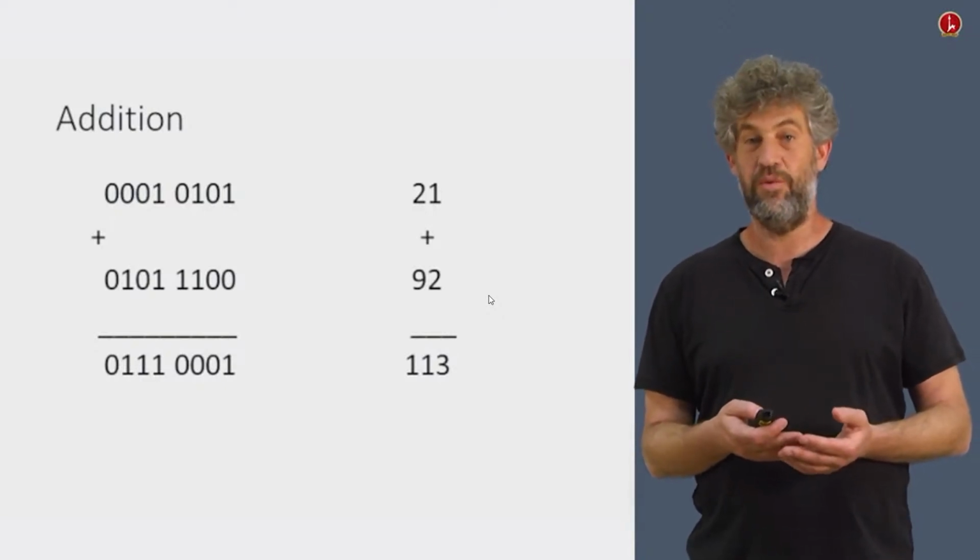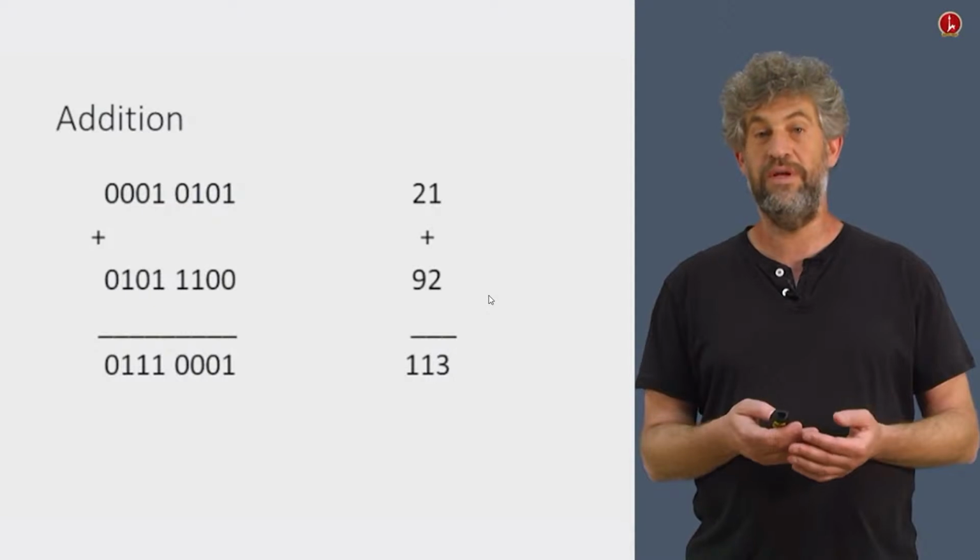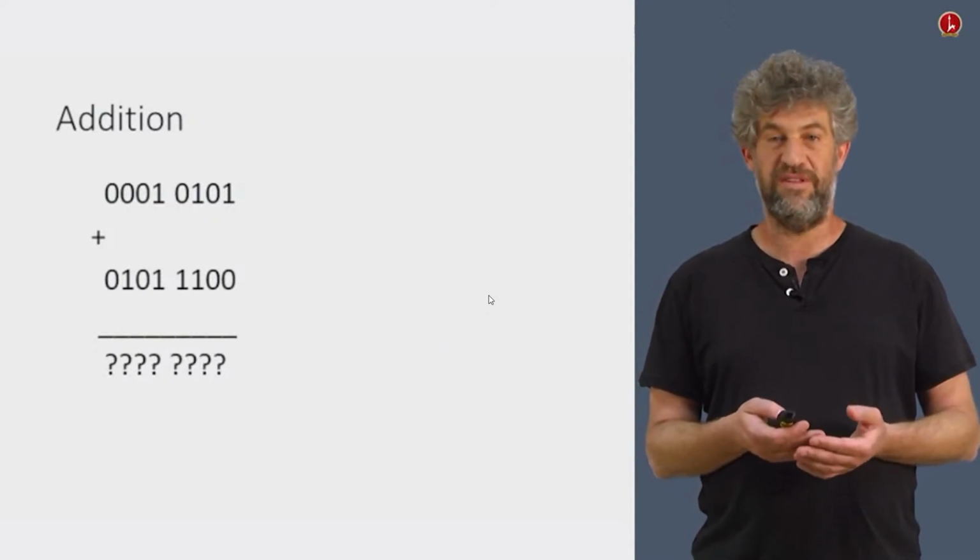This is great and fine, but of course that's not what a computer does. A computer doesn't know how to add decimal numbers without first converting them to binary numbers. So we need to figure out how to actually do the addition of binary numbers directly, without converting them to decimal. And how are we going to do that?